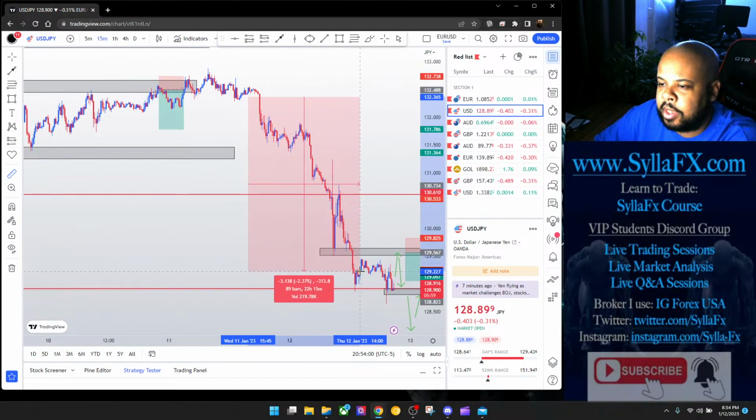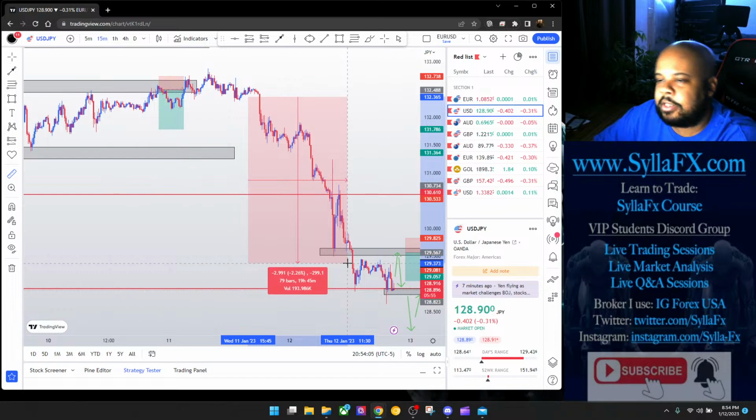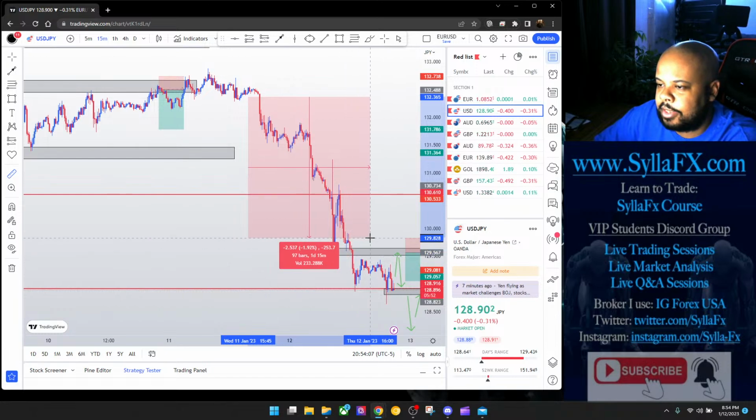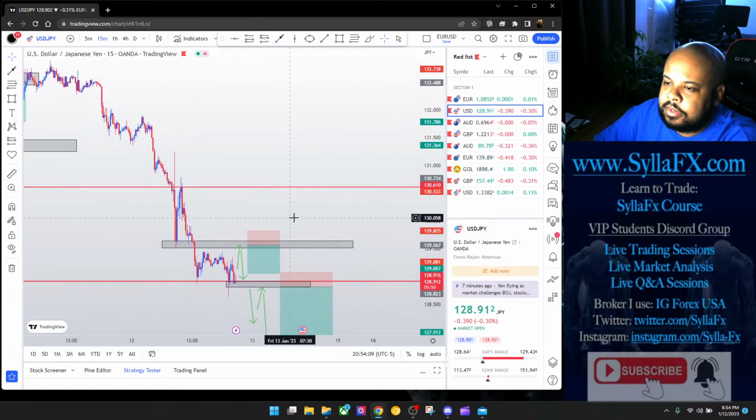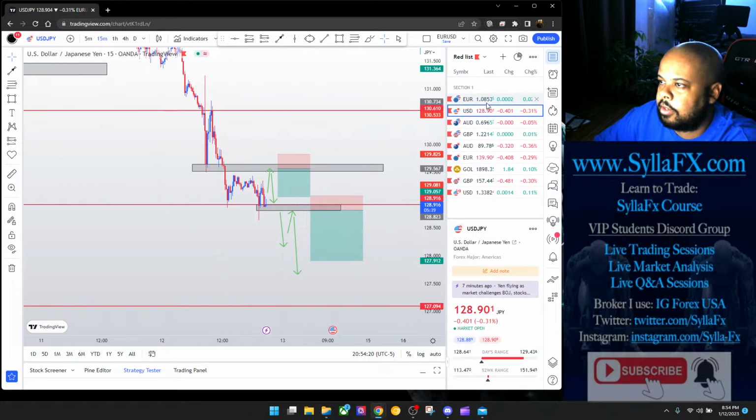I mean, look where we are now. That's 300 pips easy on that one here. But that's over a couple of days time frame. But, you know, it is what it is. As far as the dollar yen, I think that's all that we got on this one here.